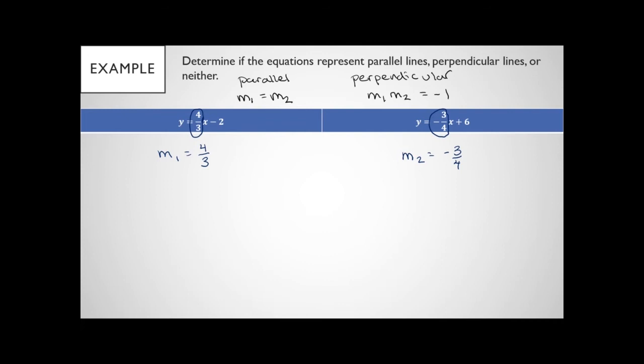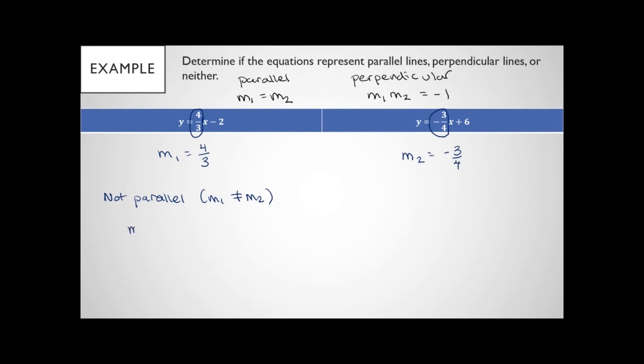Now we can see that these numbers are not the same. 4/3 and -3/4 are not the same, so they're not parallel, because m1 does not equal m2. So the next thing is to test if they're perpendicular. So we're going to do that by multiplying the slopes together.